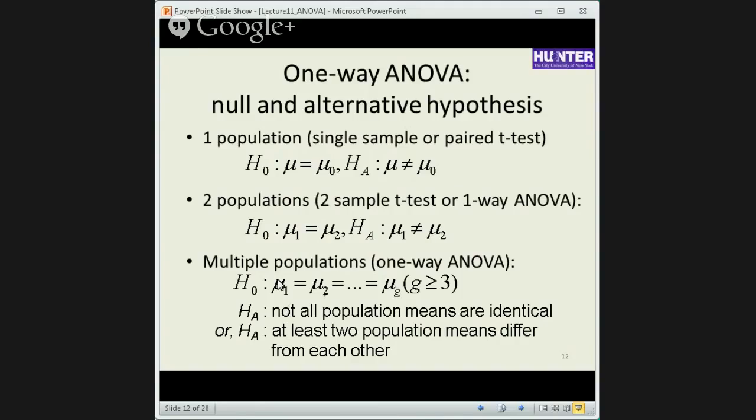The null hypothesis here is that all of the population means are identical. There's no difference between them, and we normally use this with 3 or more populations, even though you can also use it with just 2. And the alternative hypothesis, similar to the last class with the chi-squared test, is just that there is a difference somewhere. It doesn't tell you where the difference is, just that the null hypothesis is not true. So it might mean that there is one population that's different from the others, or it might mean that they're all different from each other.